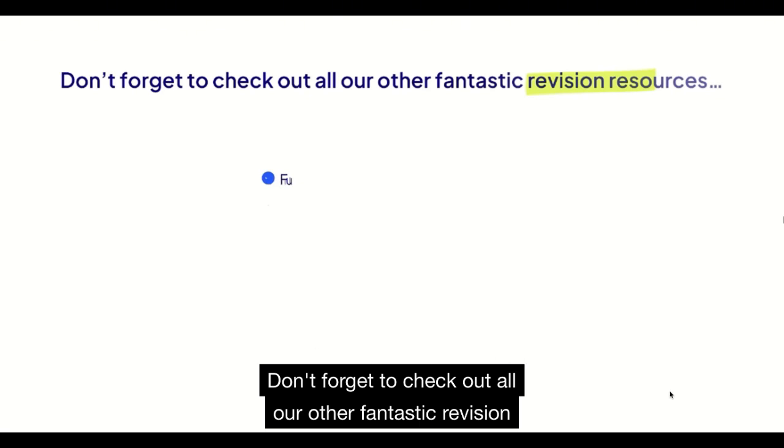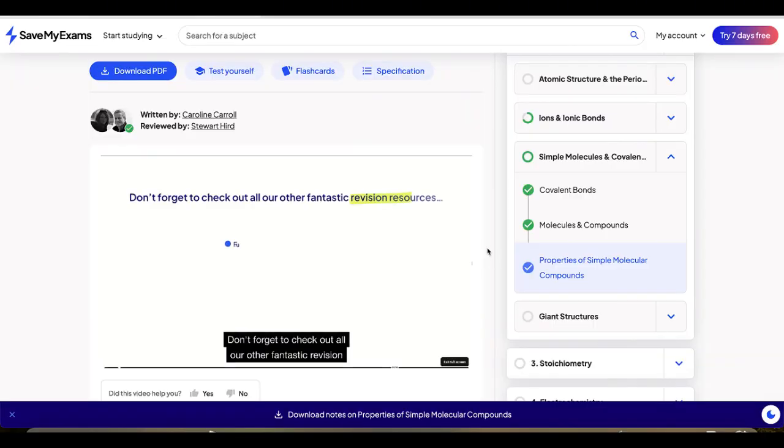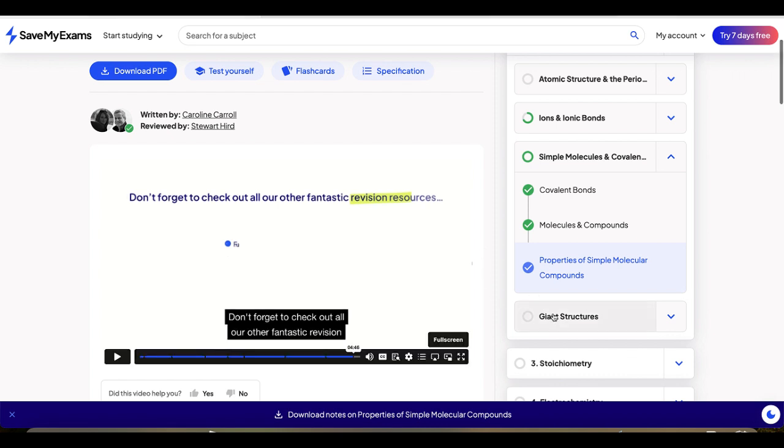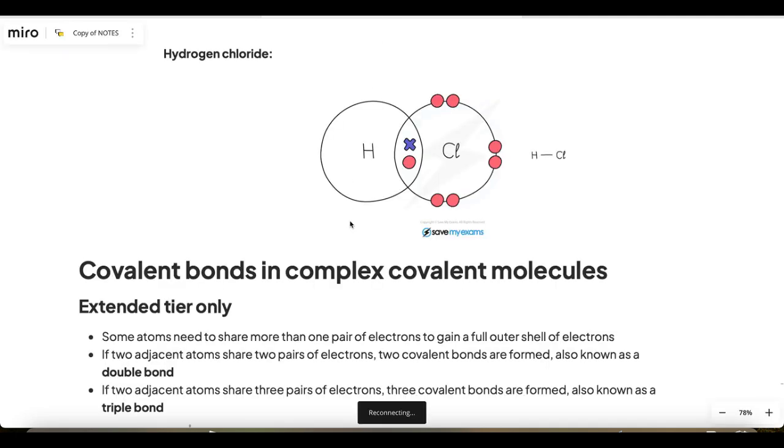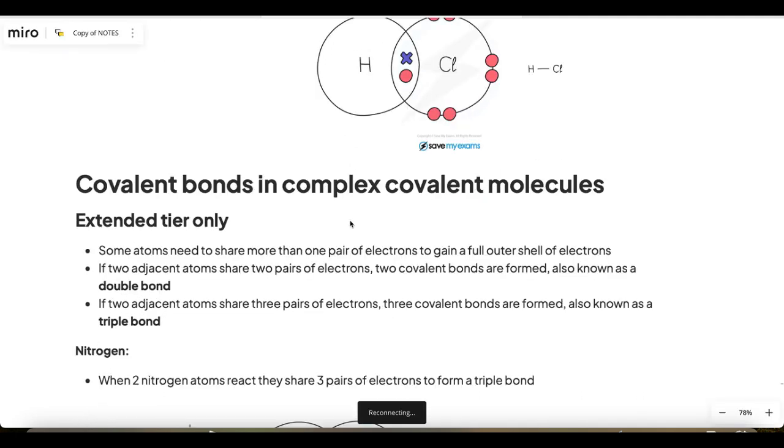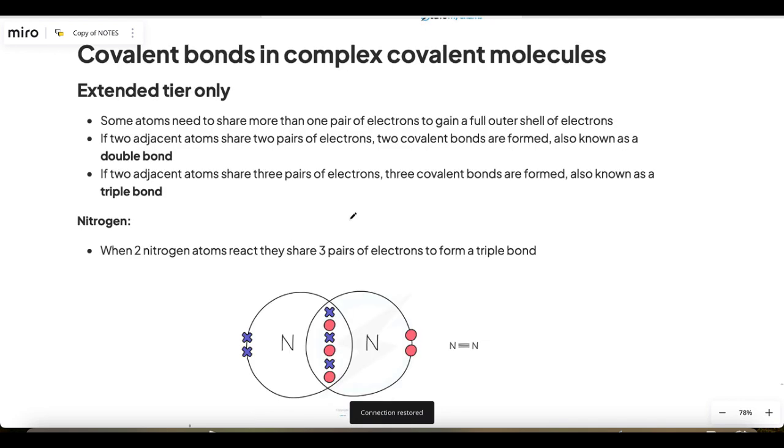Okay, so this is the third part of the tutorial. Now let's quickly take a look to round it up. We've also talked about triple bonding. We've already explained this.